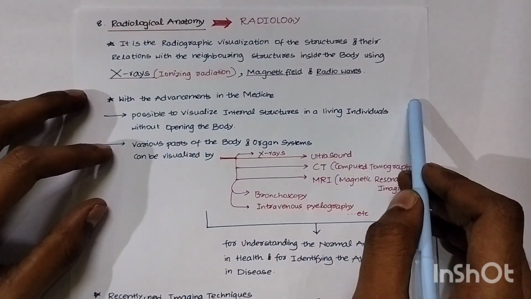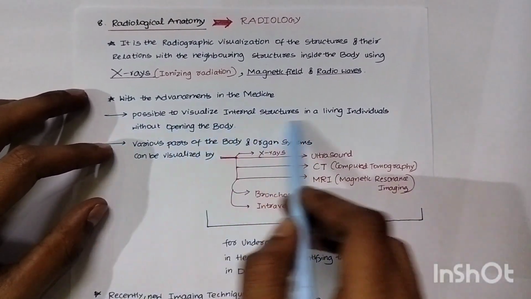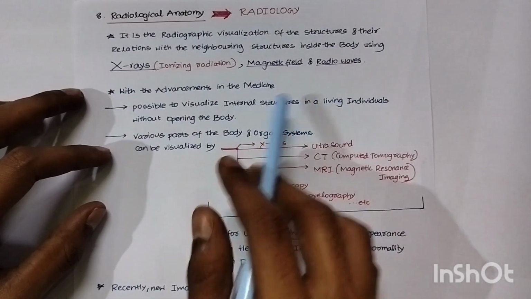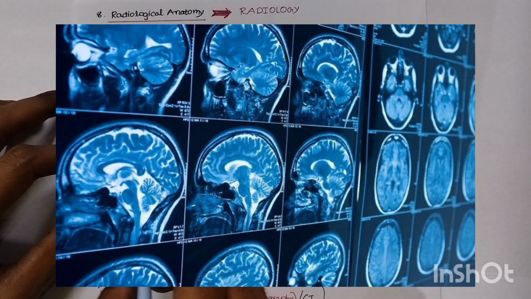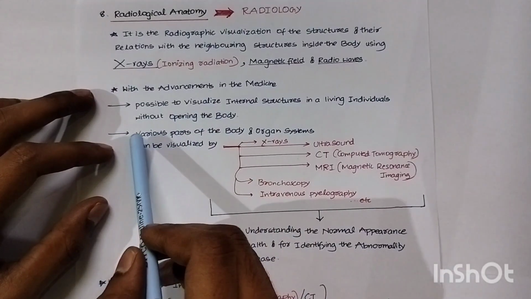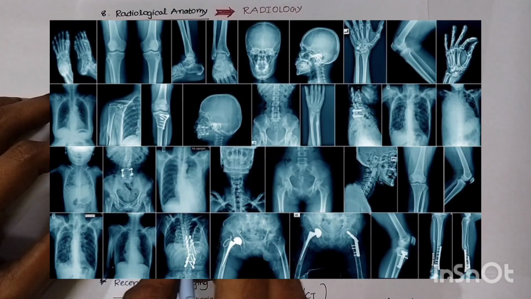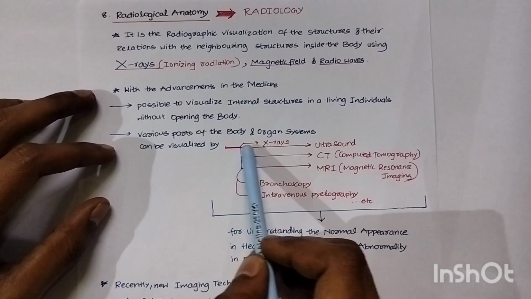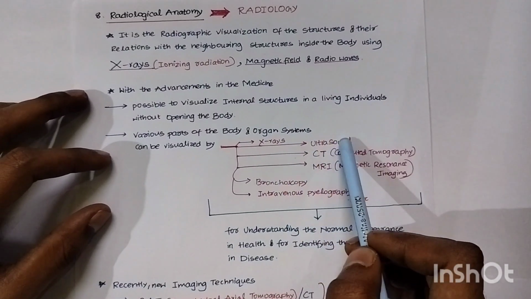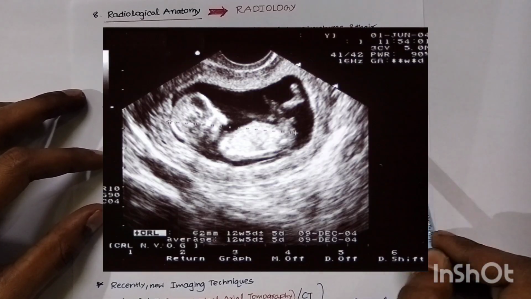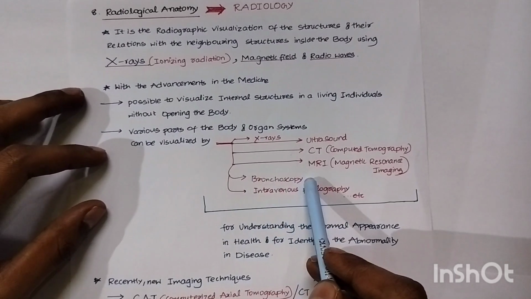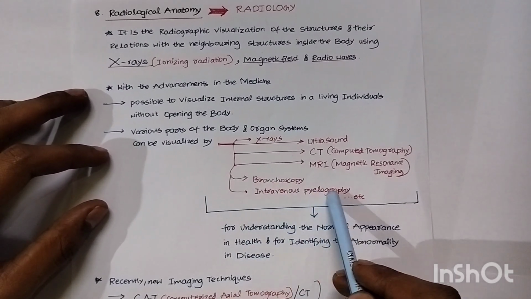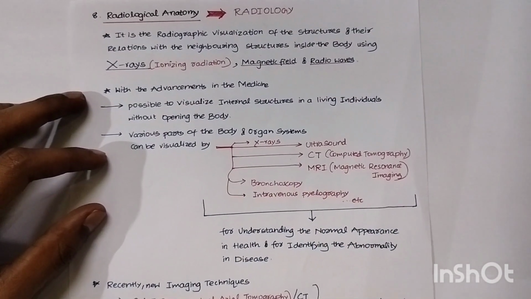This is the most helpful thing that can get to a patient, right? Without opening the body, you can visualize the patient's diseases, organs and tissues, everything. Various parts of the body and organ systems can be visualized by X-rays, sound, ultrasound, and CT, computed tomography, MRI, magnetic resonance imaging using a magnetic field, bronchoscopy, and intravenous radiography, etc.